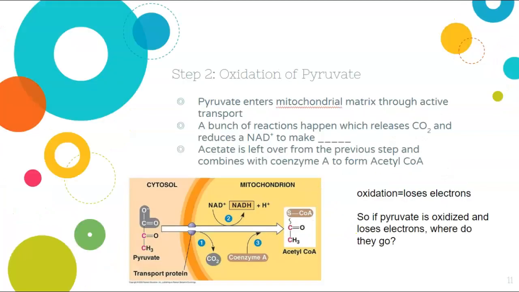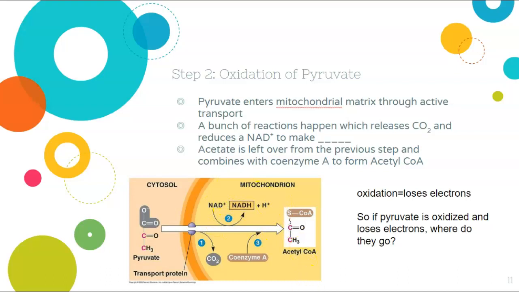Cool. Next is the oxidation of pyruvate. So here's that pyruvate that was made, and now some things are going to happen to it. The pyruvate is going to enter into the mitochondria, into the matrix, the innermost zone, okay? Through active transport, it's going to get pumped in. And basically, there's a whole lot of reactions that happen, and this is going to release carbon dioxide, and it's going to make this little thing called NADH, which is basically an electron carrier, okay? That's what reduction is. So we're going to add some electrons to this NAD plus to make NADH.